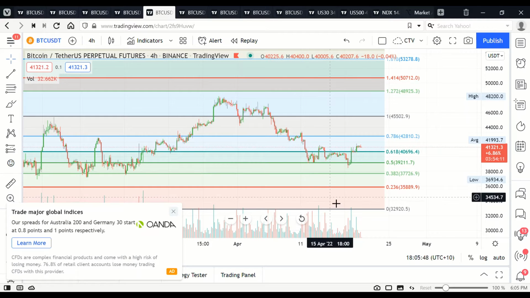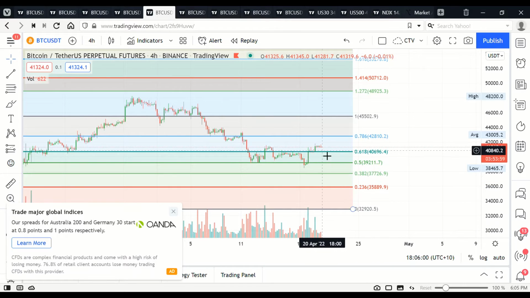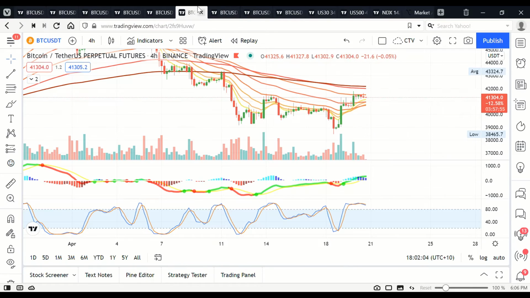If we take a look at the Fibonacci retracement, yesterday we saw that the trading range had shifted above the 61.8% retracement level. Now it has surpassed even that level, and it's now trading between the 61.8% and 78.6% retracement levels. If there are no bad or good news, these prices should consolidate between these zones.